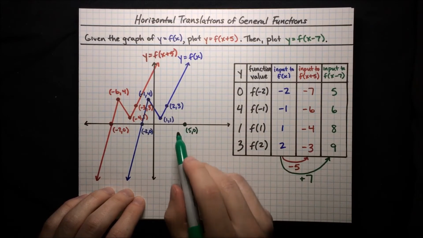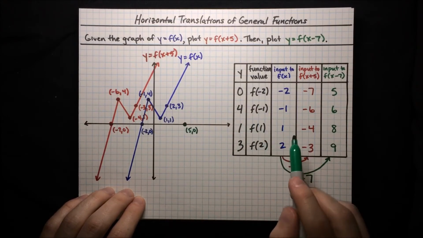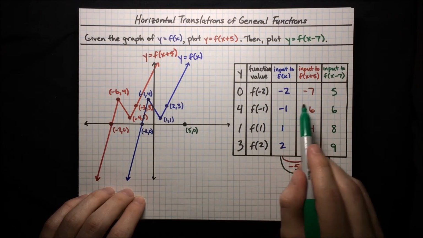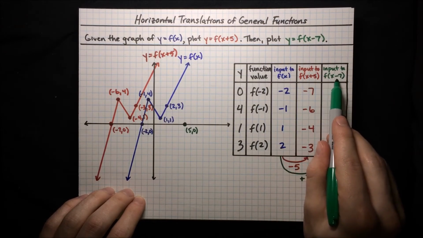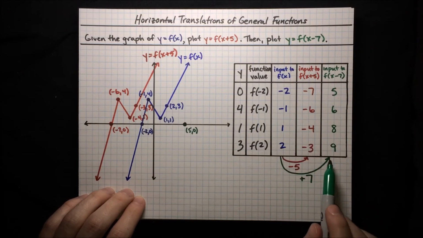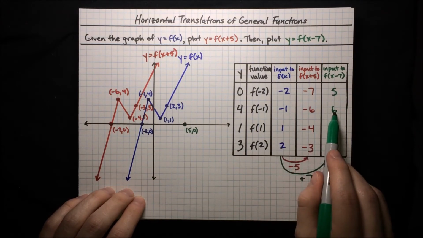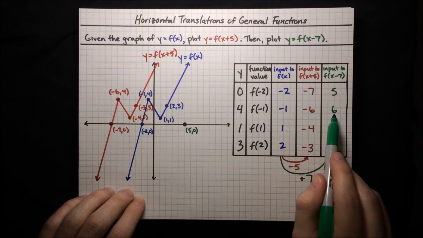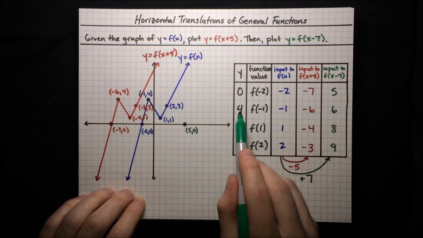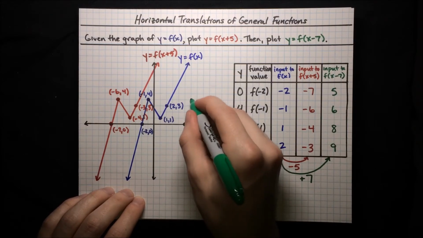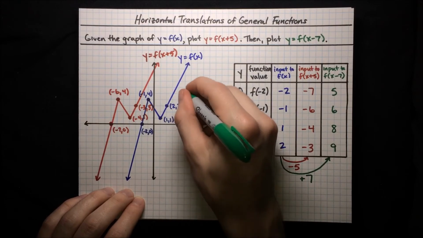And now the next point is by the same reasoning. Originally we had negative 1 as the input, and to keep that input the same when we're subtracting 7, we have to change x to be increased by 7. So negative 1 plus 7 makes 6. Then that point is 6, and then that point is 6, 4. So let's go 6, and then up 4. That's this point here.